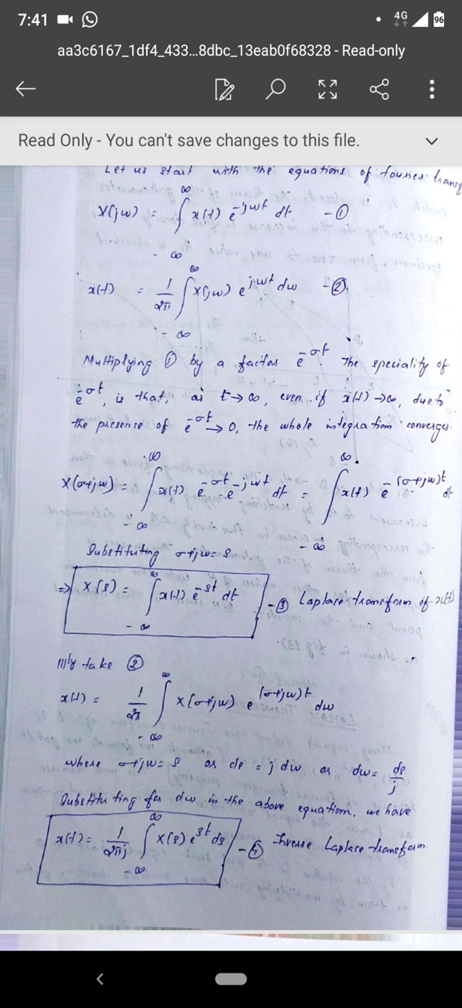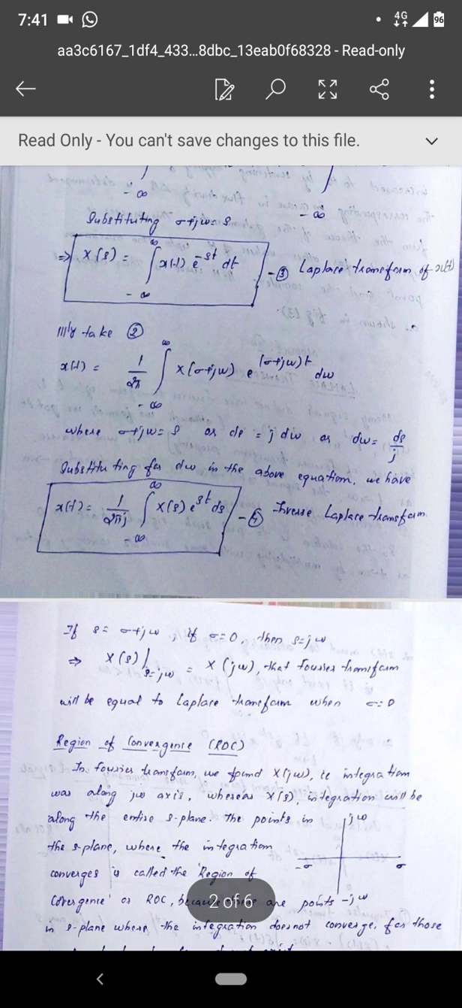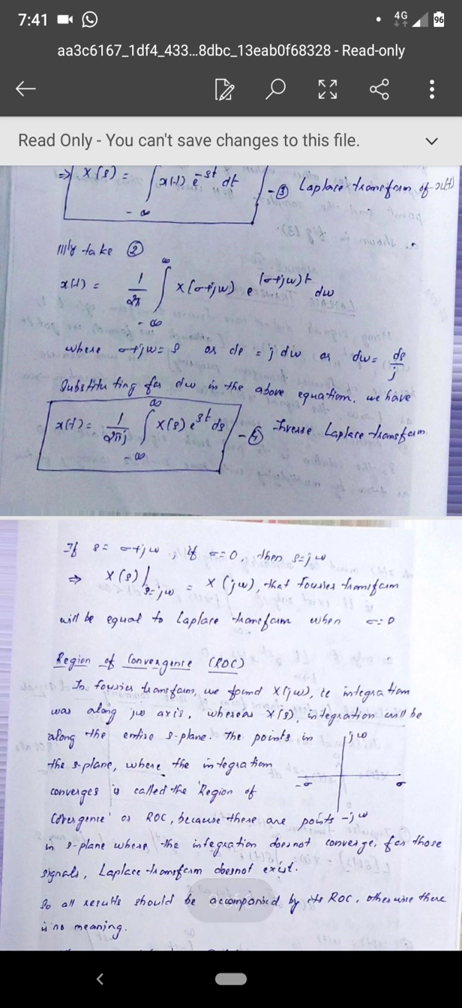So equation number 4 is nothing but the inverse Laplace transform. That is how we evolve the Laplace transform and inverse Laplace transform from the Fourier transform. The basic idea is to make converge the integrations which are otherwise not converging, by multiplying by a factor e raised to minus sigma t.